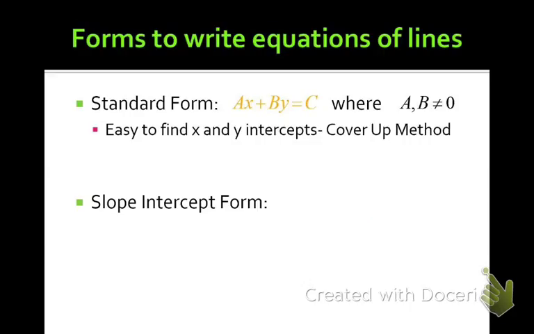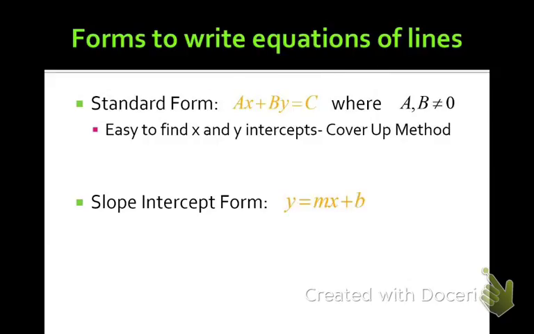And the nice thing about standard form is it's easy to find x and y intercepts. If you remember, we use the cover-up method, right? The cover-up method basically says if we cover up the x part, solve for y, then we'll know where the line hits the y-axis. And if we cover up the y part and solve for x, then we'll know where the graph hits the x-axis. Okay, a, b, and c are just any real numbers. So, for example, something like 2x minus 4y equals 8 would be a standard form equation of a line.